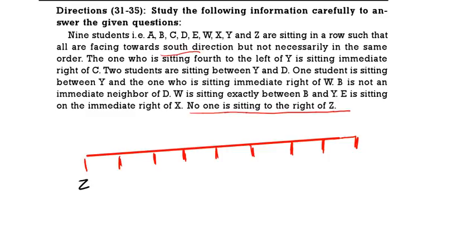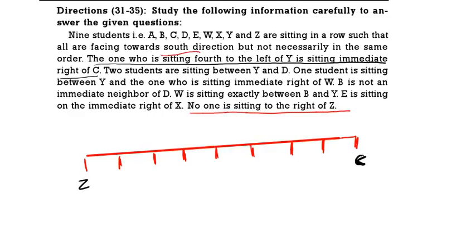Then the one who is sitting fourth to the left of Y, that means the one who is sitting fourth to the right of Y, he is to the immediate left of C. So if you write C here. Now this is C.